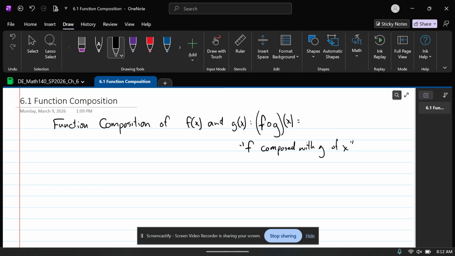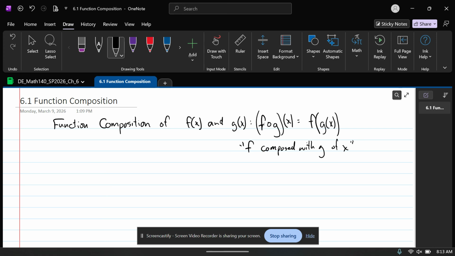What that means is you take whatever function is listed second in the composition statement, and it goes in for X in the first function. Okay? So take the second function, the one that's listed second, and put it in for X in the first one. They'll change letters and the order and all that, but it's always the second one into the first one. So you're kind of working right to left. F composed with G of X.